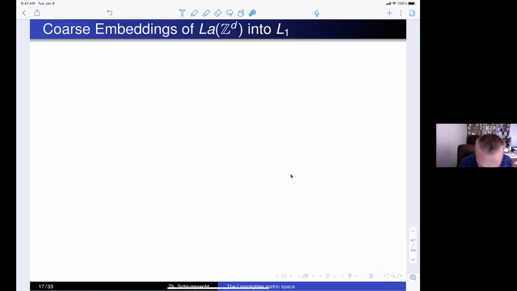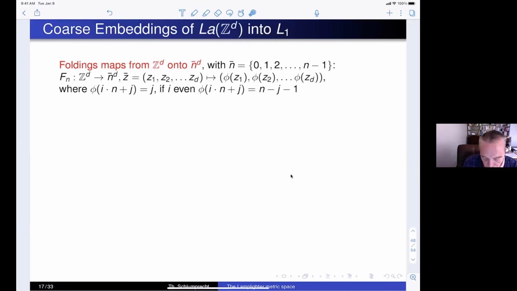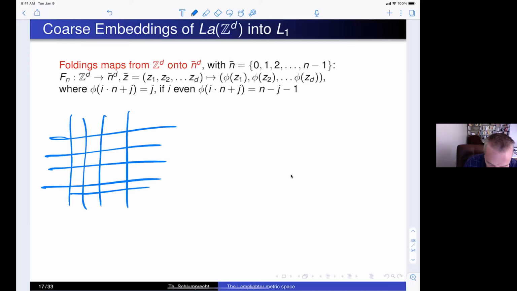Now, I have 10 minutes, so I think I can discuss the last result, how to embed the Lamplighter of the infinite grid. Let's simply think of d being 2, the infinite grid into L1. So the infinite grid, right? It's this, forever. And we want to use the finite result.